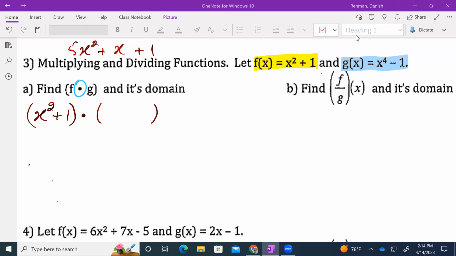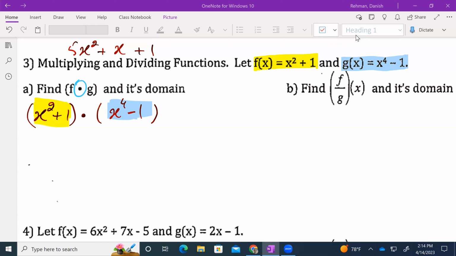What's the function of g? x raised to power 4 minus 1. Let's color it. So this function, x raised to power 4 minus 1, is for the g of x, and the yellow highlighted one is the function of f of x. Both of these are there now.